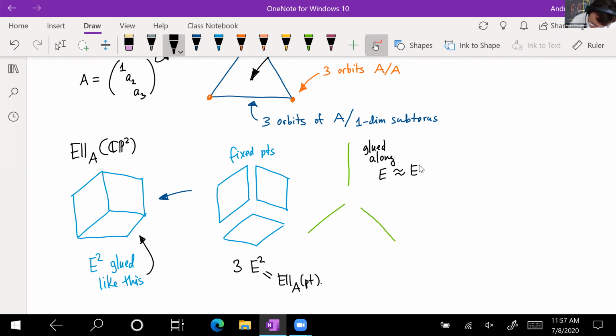Each corresponds to elliptic homology of A mod one subtorus, maybe call it whatever. There are three different subtori. But this is if we want functions on the three coordinate planes, they're the functions on each that satisfy gluing conditions.